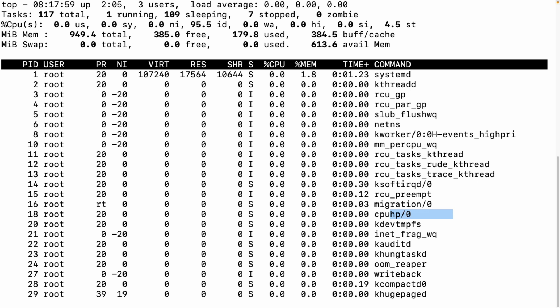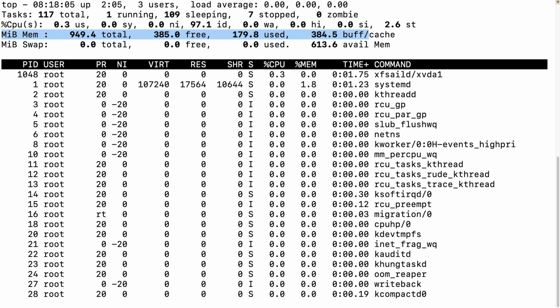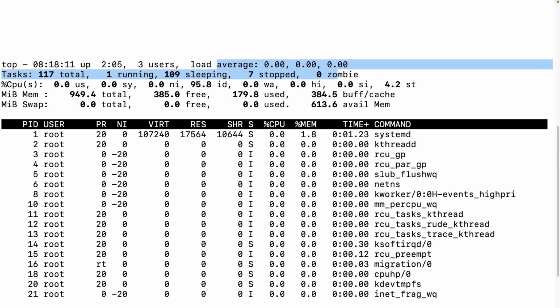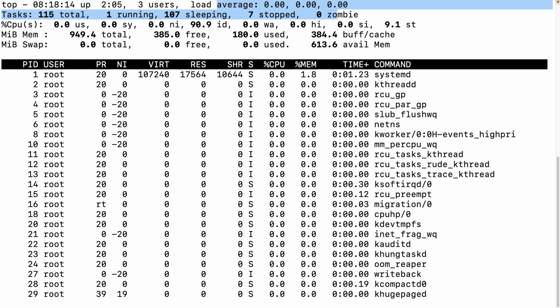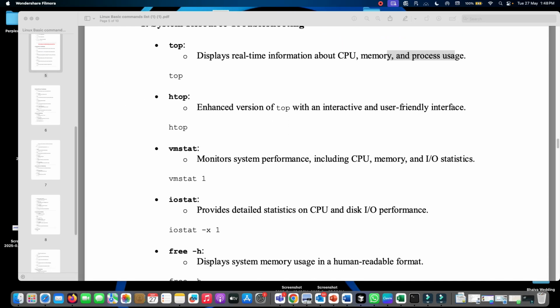Along with that, you also have the percentage CPU information over here, percentage memory information over here, how many processes you have, how many stopped and how many sleeping, zombie processes, load average, everything you can see over here. We have already discussed in detail in one of our last videos. You can also go and check. And now we'll see the next command.